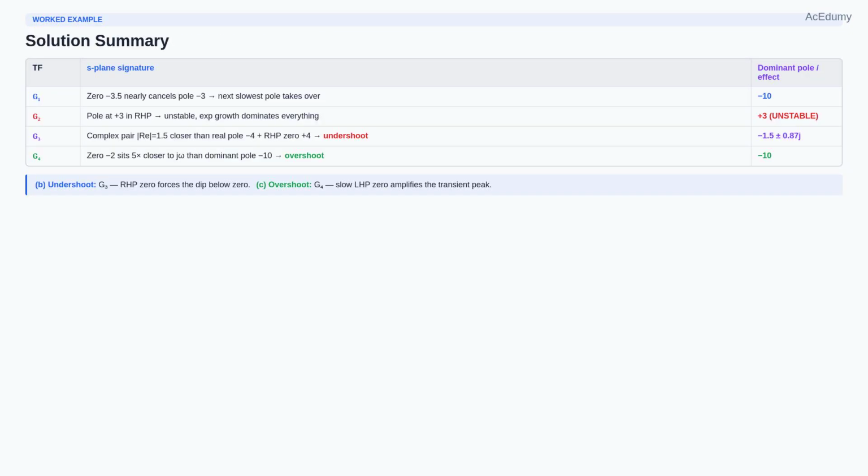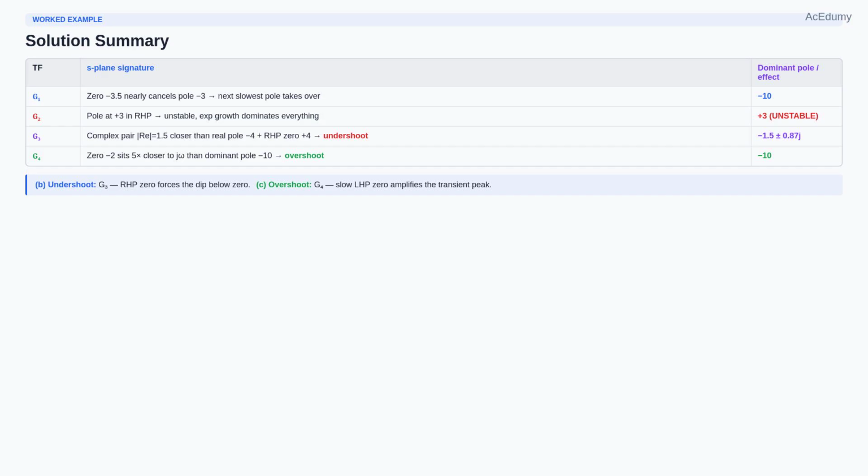Summary. Dominant poles. G1: minus 10, after the nearby 0 suppresses the minus 3 pole. G2: plus 3, the unstable pole. G3: complex pair at minus 1.5 plus or minus 0.87j. G4: minus 10, with the minus 20 pole twice as far away.